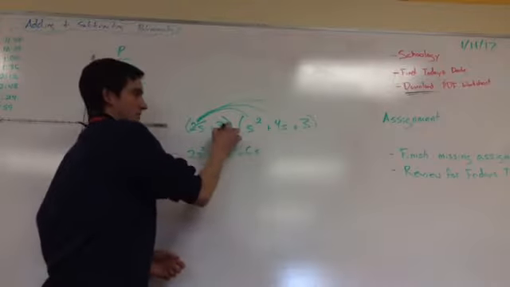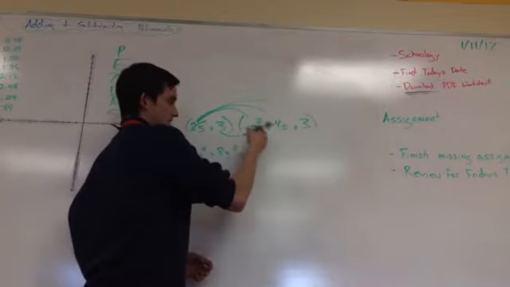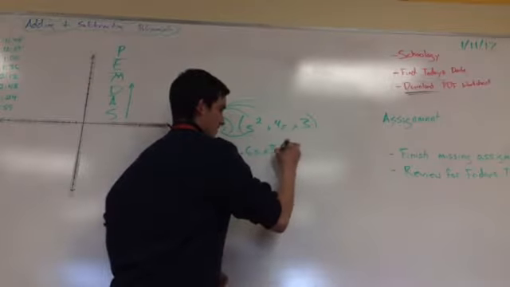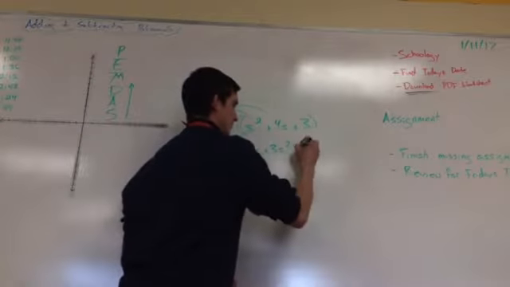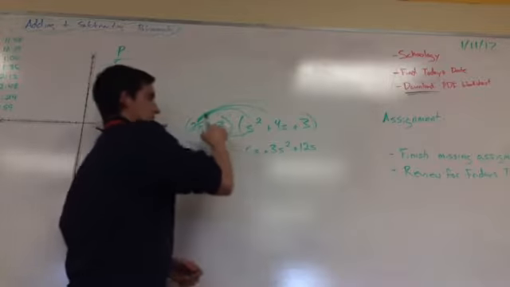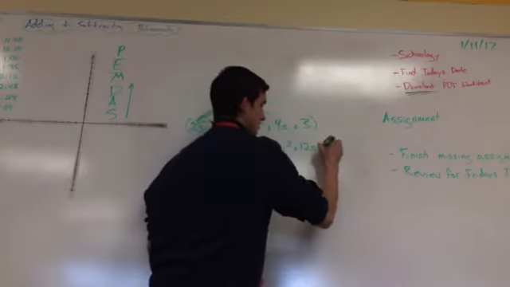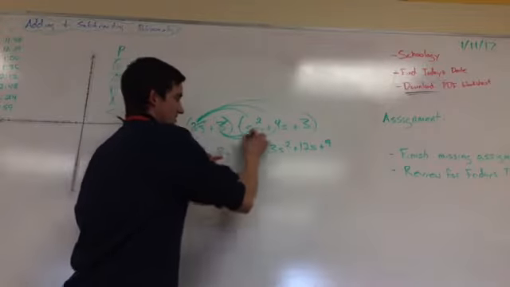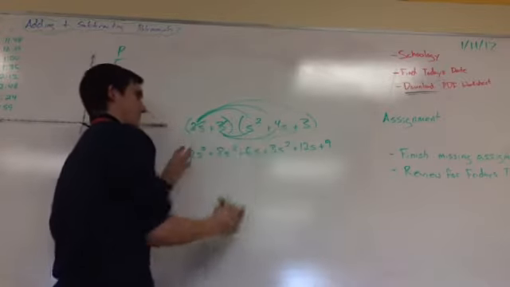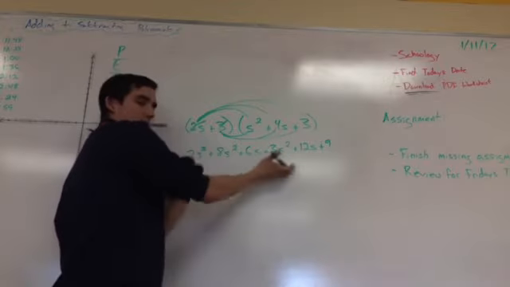Now I'm going to do the 3. 3 times s squared, 3s squared. 3 times 4s is going to be 12s. 3 times 3 is going to be 9. Okay, I've distributed this to everything over there. Now I just need to combine my like terms.